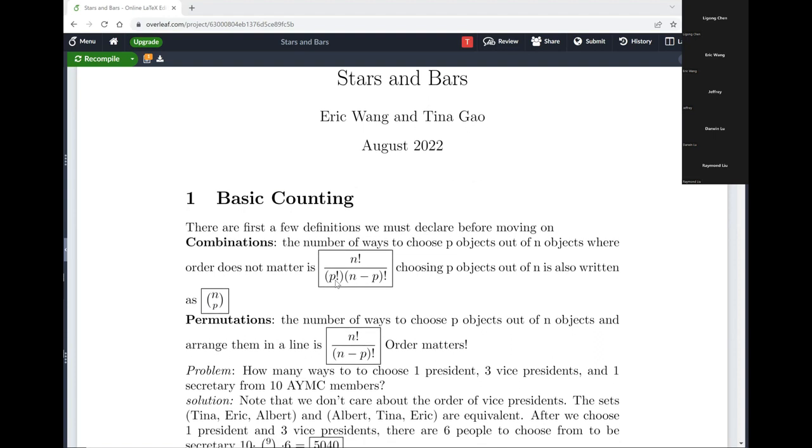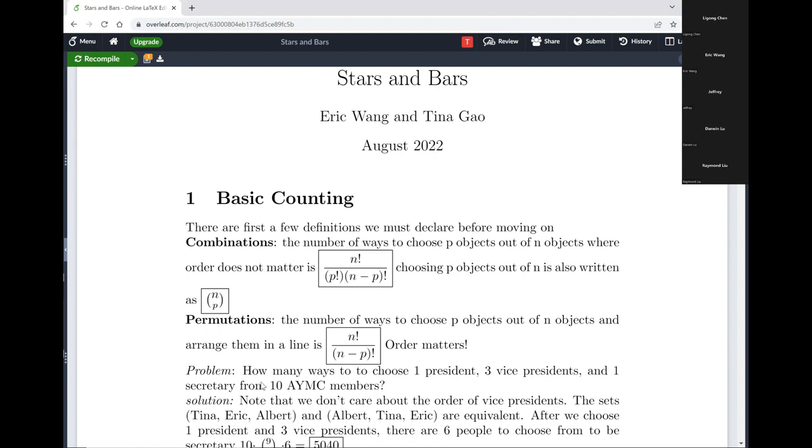There are first a few definitions we should know before we move on, especially because stars and bars is related to these basic counting definitions. So combinations are the number of ways to choose p objects out of n objects where order does not matter. This is very important. That's what makes combinations different from permutations. The formula for combinations is n factorial divided by p factorial divided by n minus p factorial.